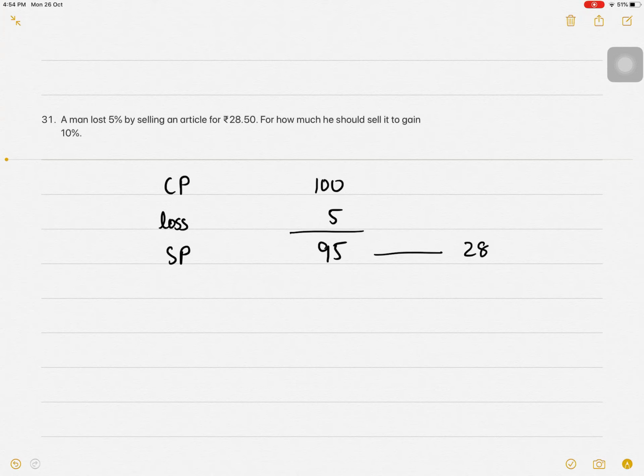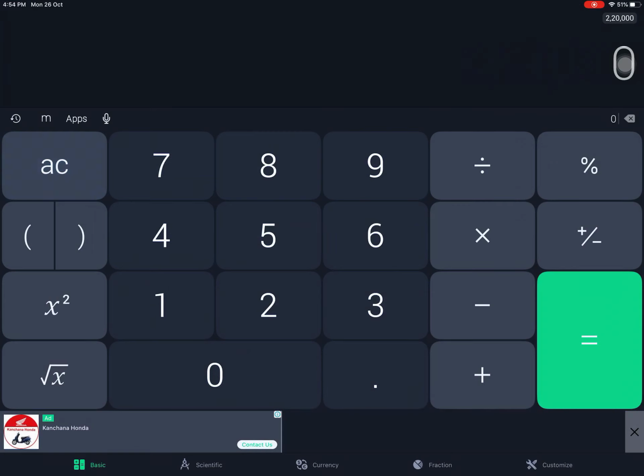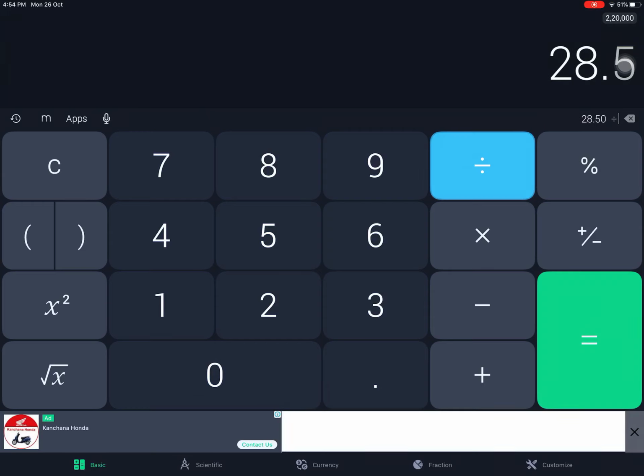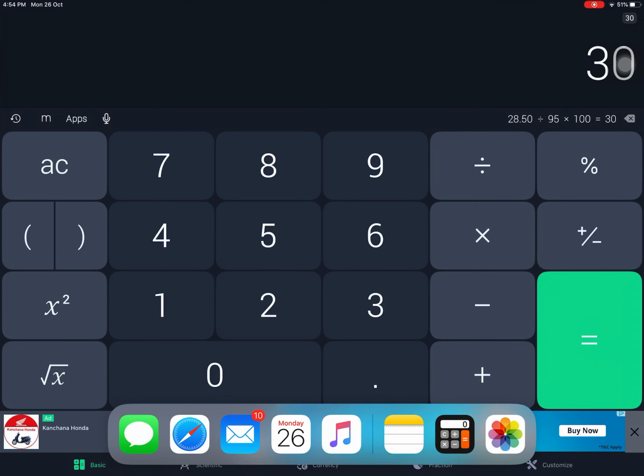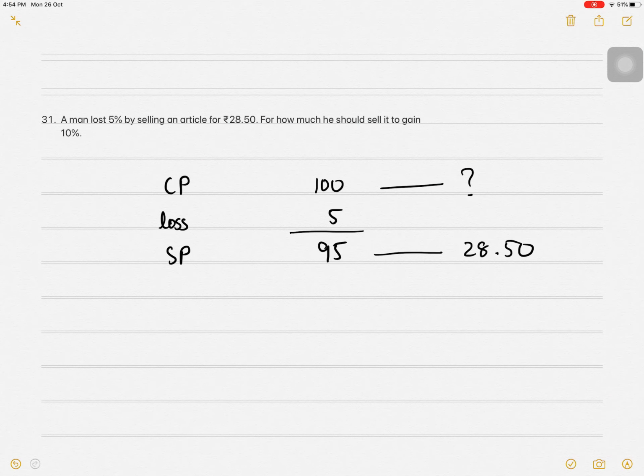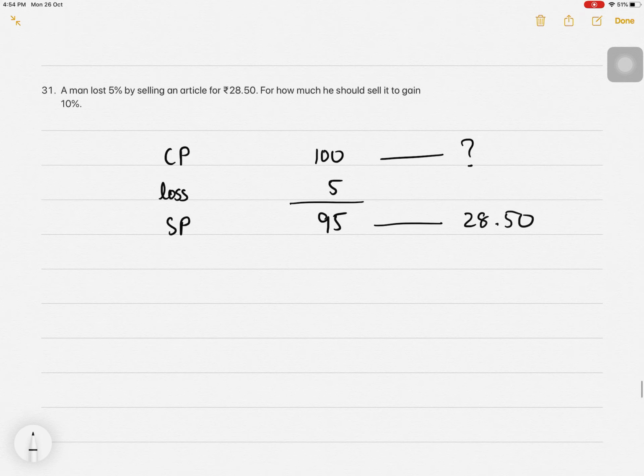And selling price is said as 28.50. If selling price is 28.50, how much is the cost price? So cost price will be 28.50 divided by 95 multiplied by 100. Correct? So it comes to 30. So cost price is 30.